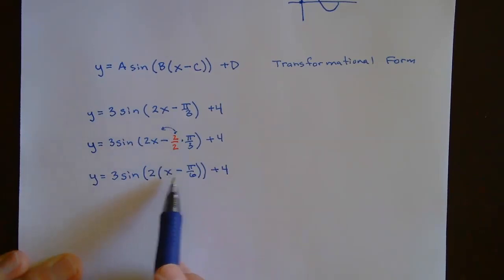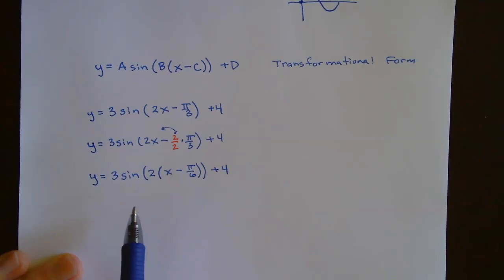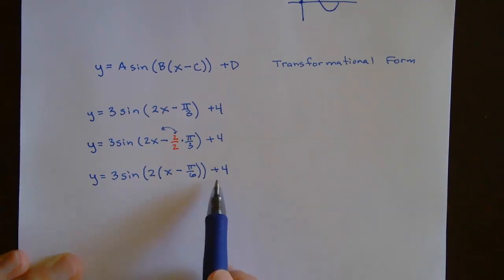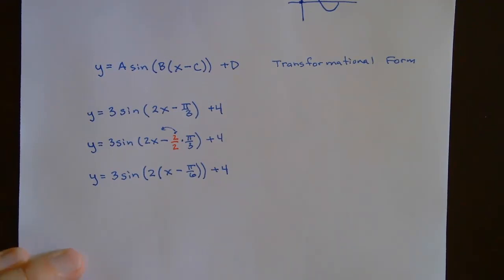Okay, so we need to get the x all by itself like this. So x minus something or x plus something. And once we do that, then we can tell what the shift left or right is, okay? And it's still a shift up 4, okay? All right, so you need to be able to do this. We're going to do this in the next example, okay? And I'll show you that one, okay?